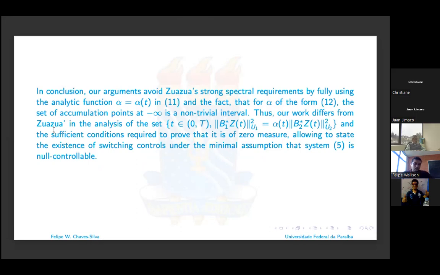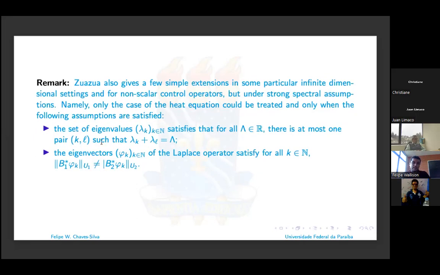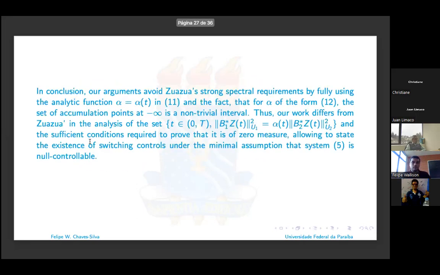So in conclusion, in our argument, we avoid this kind of spectral requirements in the work of Zuazua, and we generalize his arguments to treat more cases. And again, it's important to stress that our work is different from Zuazua's work, okay? Even though it seems quite similar, it's different because our idea manages to deal with cases which he could not, okay? So this is what we did.